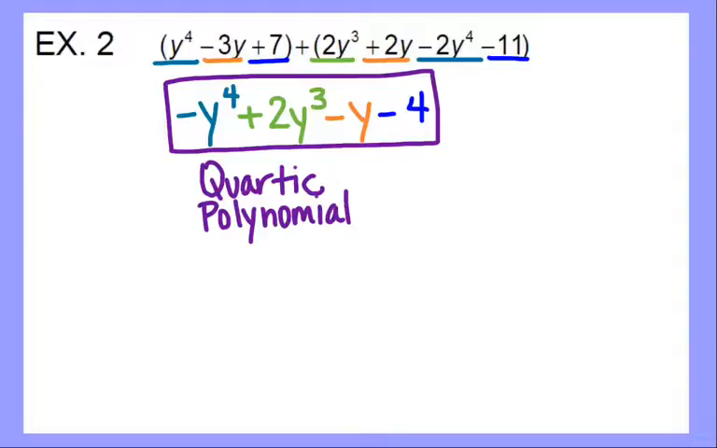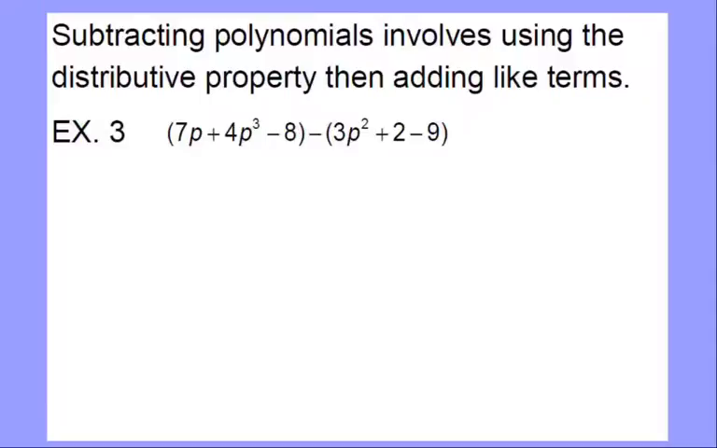Okay, now we're going to go on to subtracting polynomials. So subtracting polynomials involves using the distributive property and then adding like terms. So the first set of parentheses, we're not going to do anything to those numbers in that parenthesis because there's not a negative in front. So I can just rewrite those set of numbers just like they are.